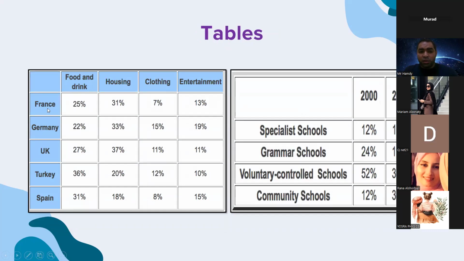as this one, we have about 5 countries: France, Germany, UK, Turkey, and Spain. A column with a specific title, and a row with a specific title. That's right. We have here some of the percentages, and the second one is the same. Okay, what about the maps?